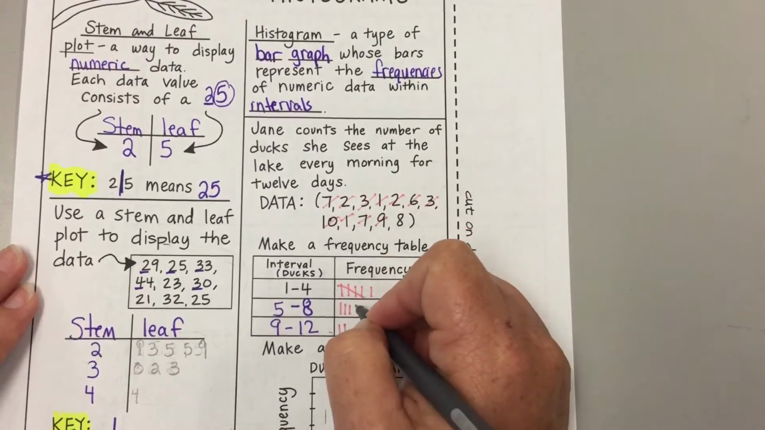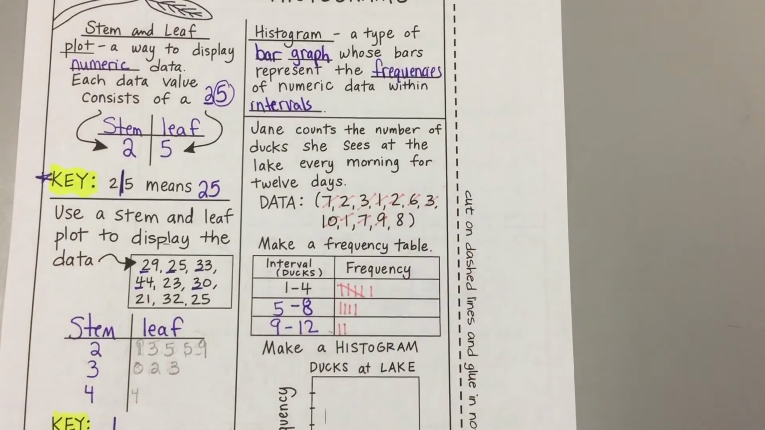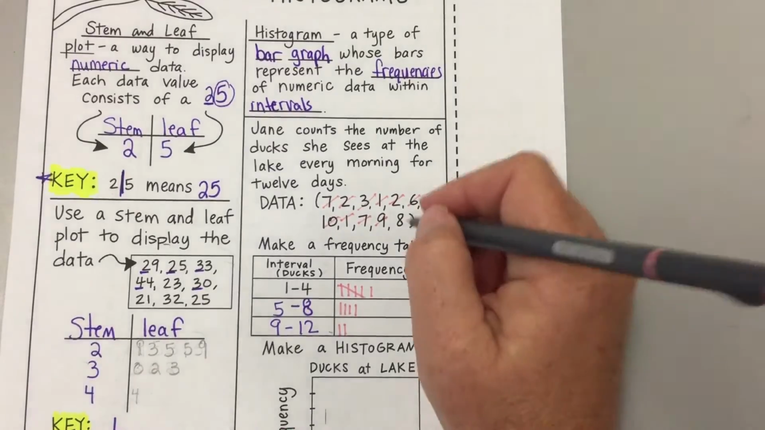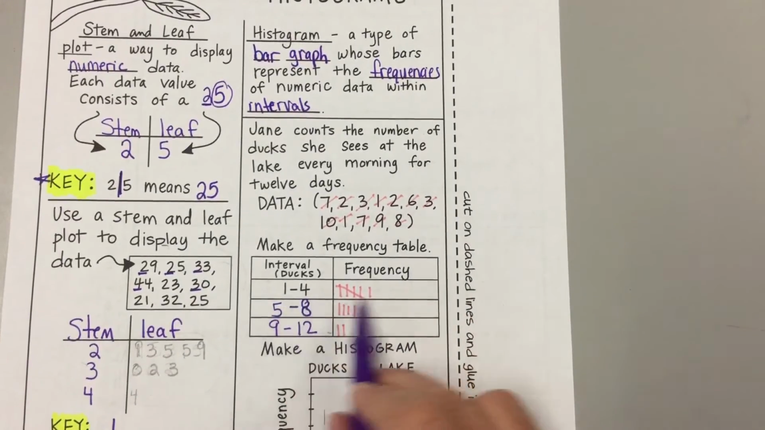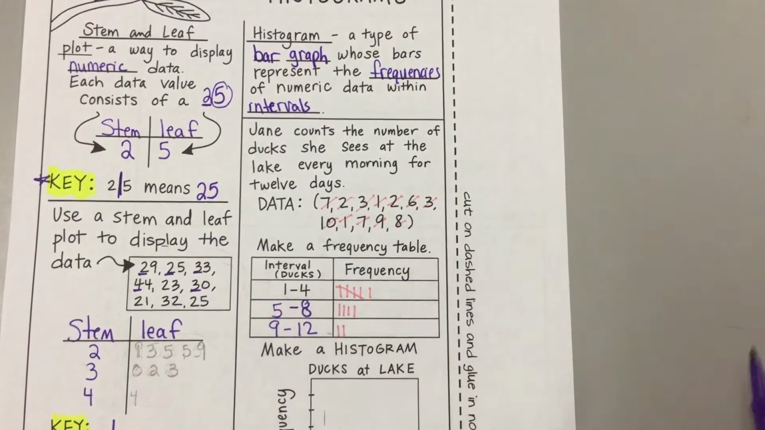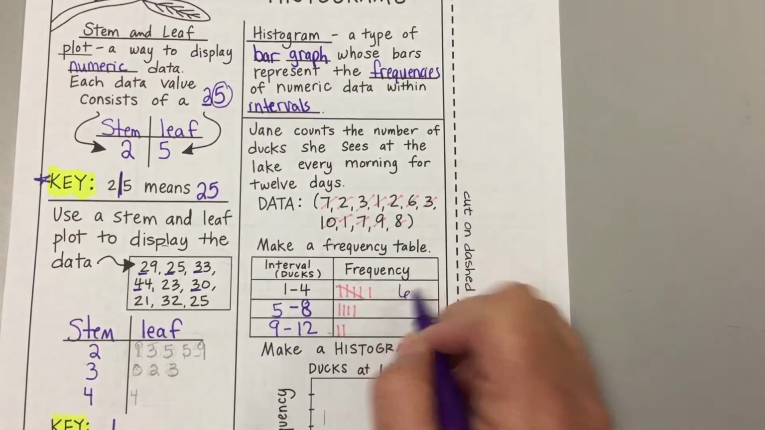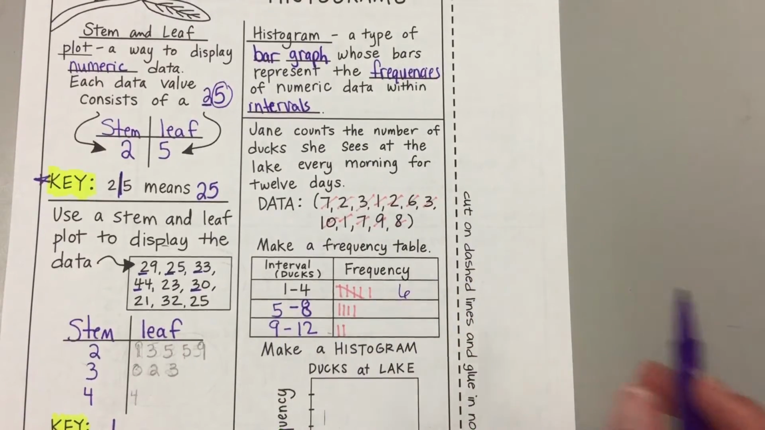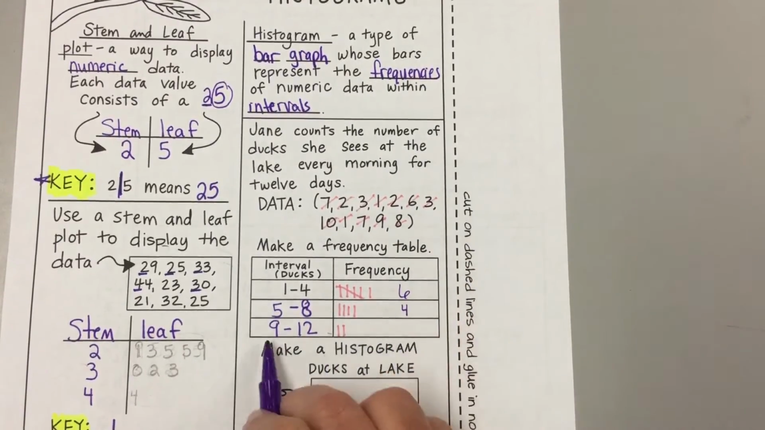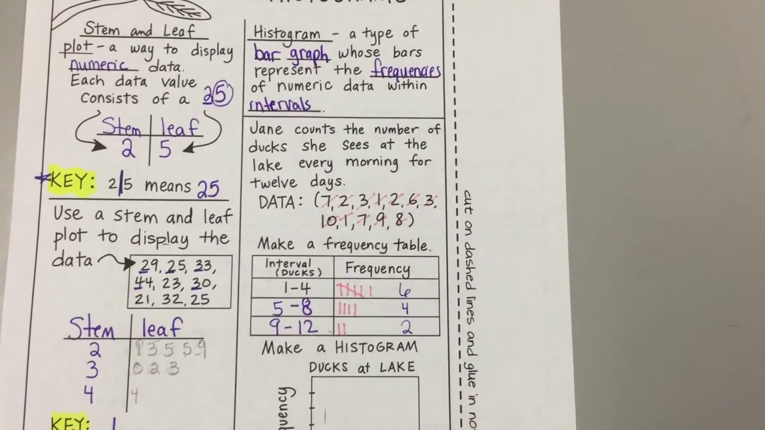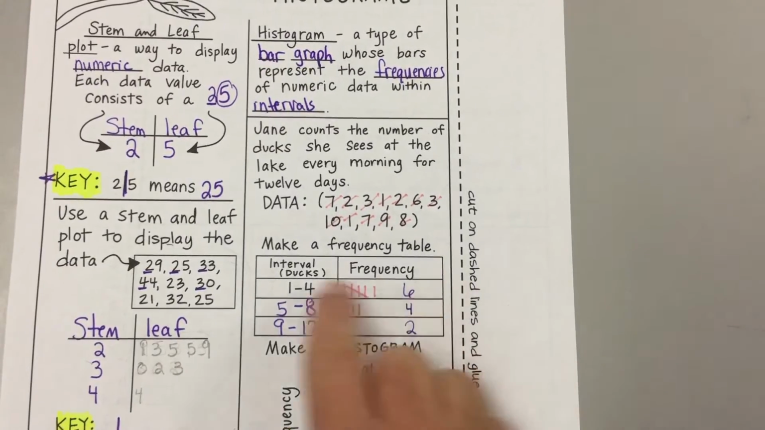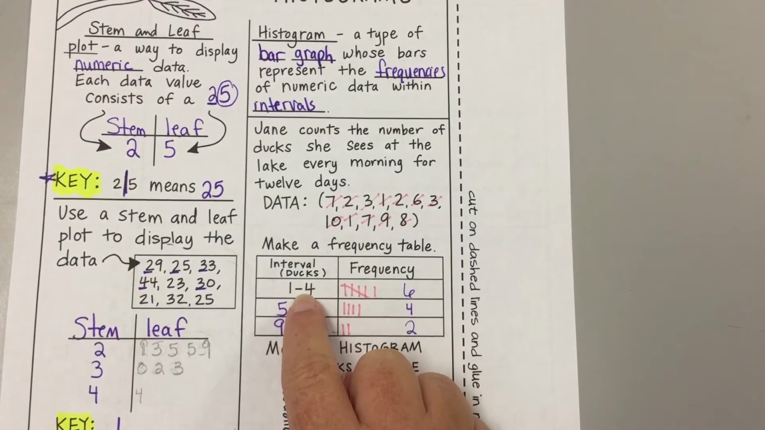9, 8. Does everybody see how I did that? Makes it so that I don't forget any numbers and I'm just making my tally. Then I'll go back through and actually write the number. So how many times did 1 to 4 ducks appear? 6. What about 5 to 8? 4. And 9 to 12? 2. Okay. So that is my frequency, right? That's the number of times 1 to 4 ducks occurred.